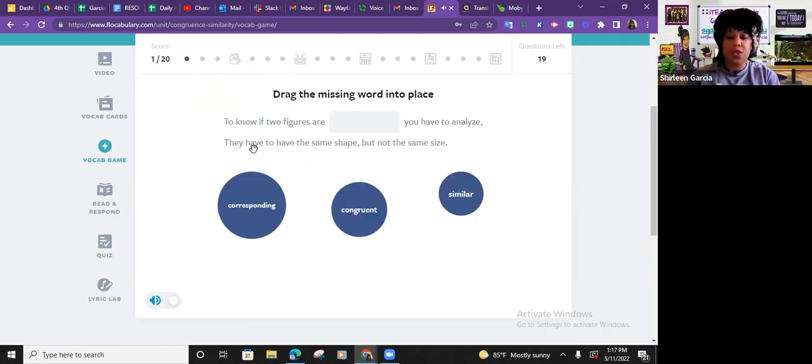To know if two figures are blank, you have to analyze. They have to have the same shape, but not the same size. Is that corresponding, congruent, or similar?